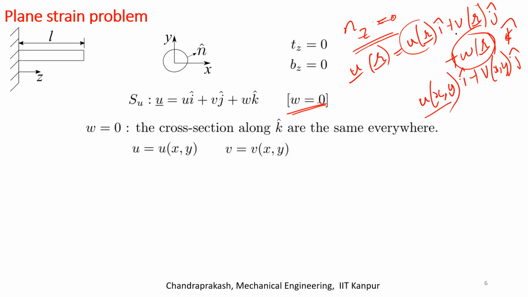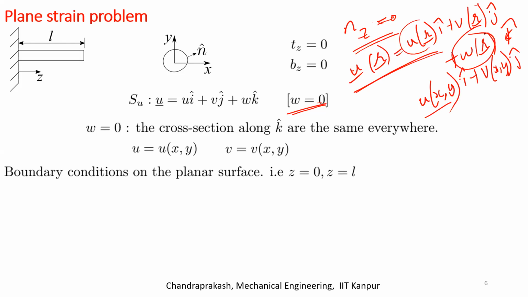See, when we write it in an expanded form, even this equation can look very complicated because you have u, v, w, and R is a function of x, y, z. We have removed z, we have removed w. So we are slowly reducing variables. Now, boundary conditions on the planar surface, and z is equal to the ends.